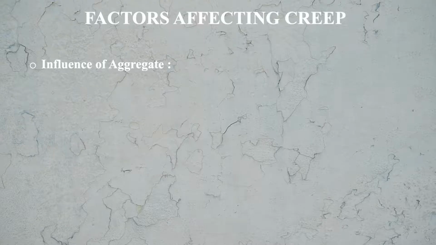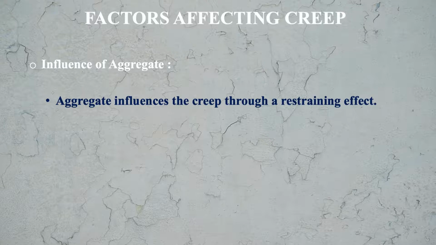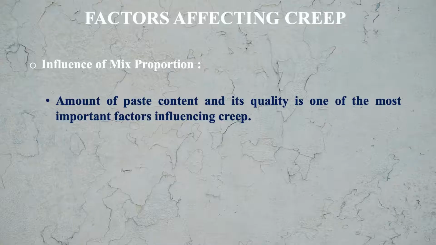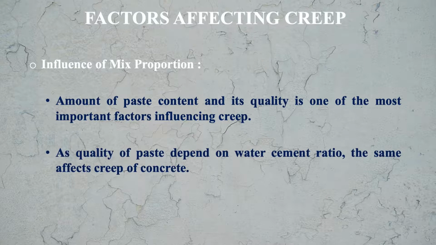Now let us see what are the different factors which affect creep. First is influence of aggregate. Aggregate influences the creep through a restraining effect. The more the quantity of aggregate and the stronger the aggregate, the more will be the restraining effect. Now, influence of mix proportion. Amount of paste content and its quality is one of the most important factors influencing creep. As quality of paste depends on water cement ratio, the same affects the creep of concrete.